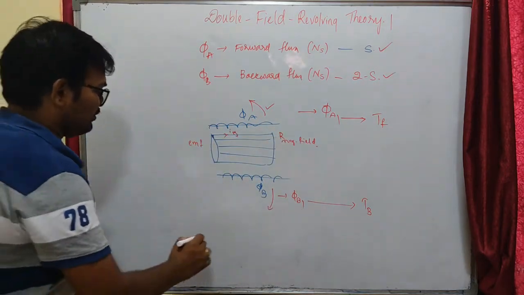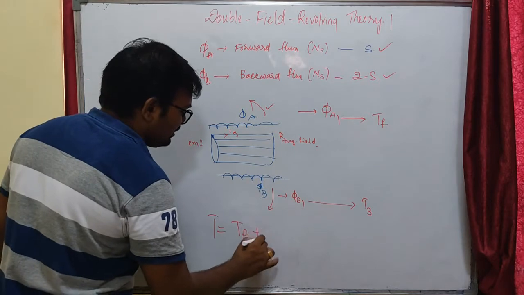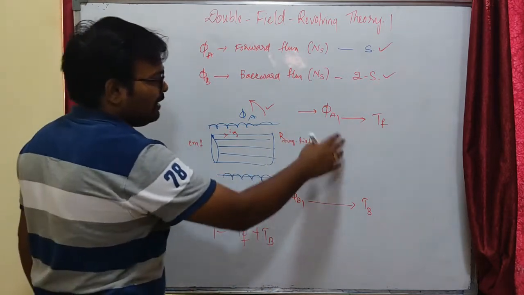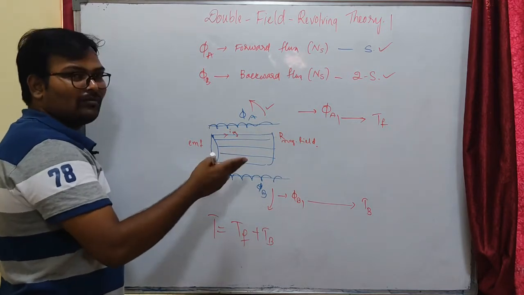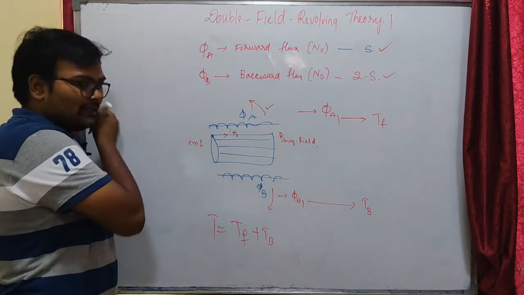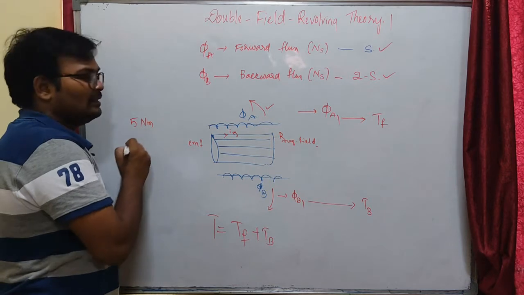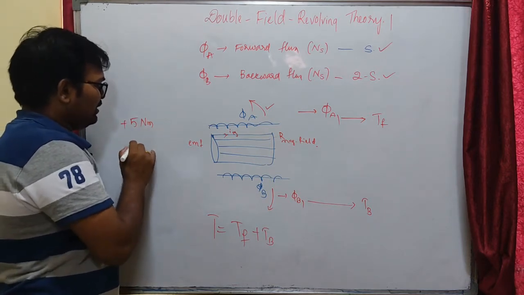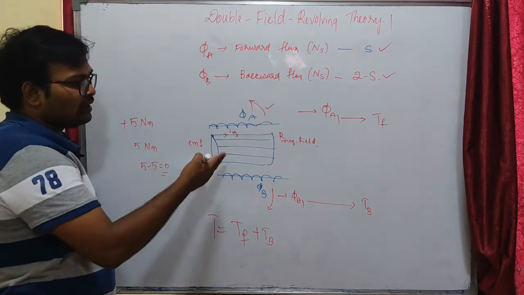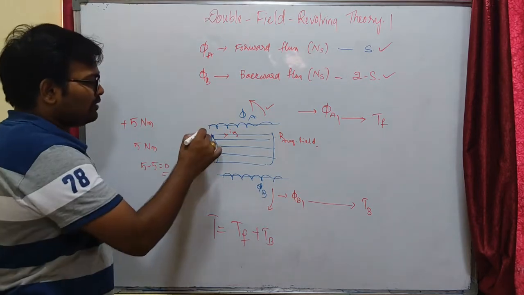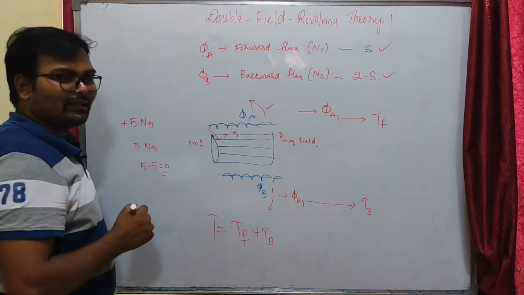The total torque is the sum of the forward torque plus the backward torque. But as they have equal magnitude and rotate in opposite directions, our rotor has no net torque. Let us consider 5 Newton meters in the forward direction and 5 Newton meters in the reverse direction. The net will be 5 minus 5, which is 0. That means there is no net torque acting on the rotor, so there is no rotation. That's why our single phase induction motor is not self-starting.